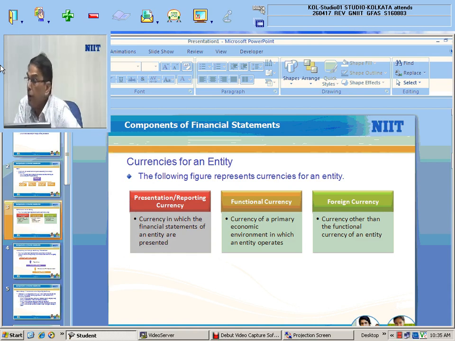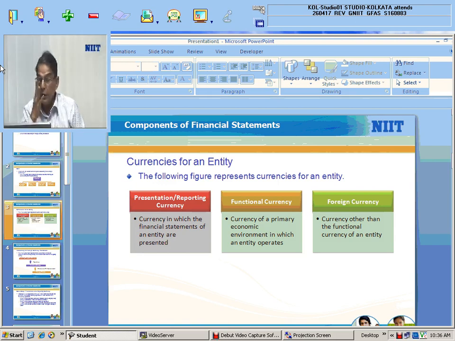Then the second concept is the functional currency: the currency of the primary economic environment in which the entity operates. Now let's look at a US company which has a subsidiary in India. The subsidiary is owned by the US company, but it operates in an environment in which the currency is the Indian rupee. So the functional currency for the subsidiary is the Indian rupee.